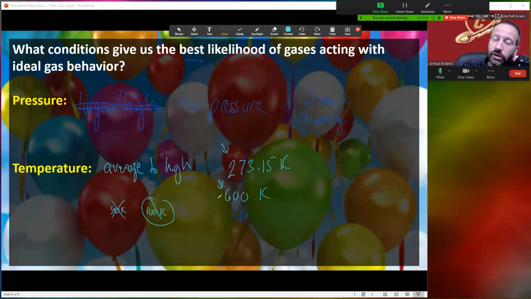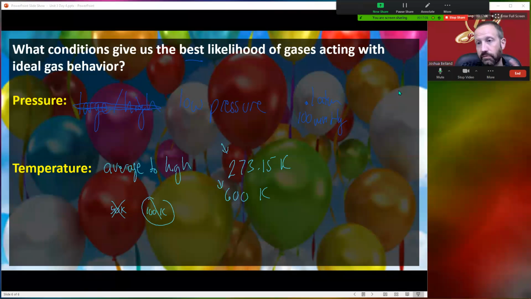Okay, so what are they going to ask you on the test? These come up all the time on the test. What do they expect you to know? If the intermolecular forces are greater, like it can do hydrogen bonding or dipole-dipole, then it's more likely to deviate from ideal gas behavior. It's more likely not to behave like an ideal gas.